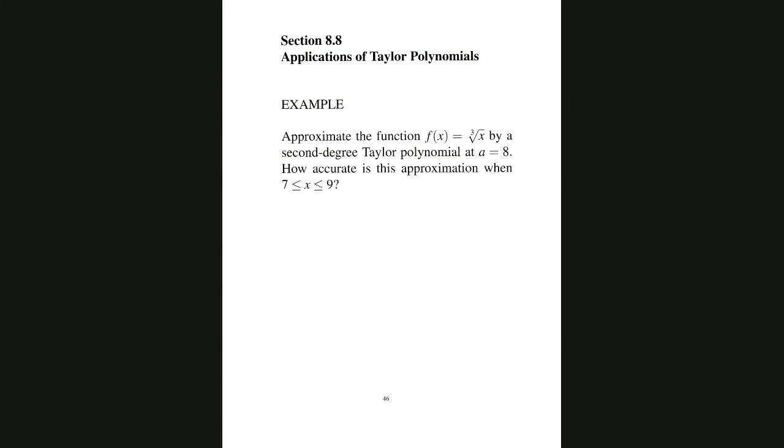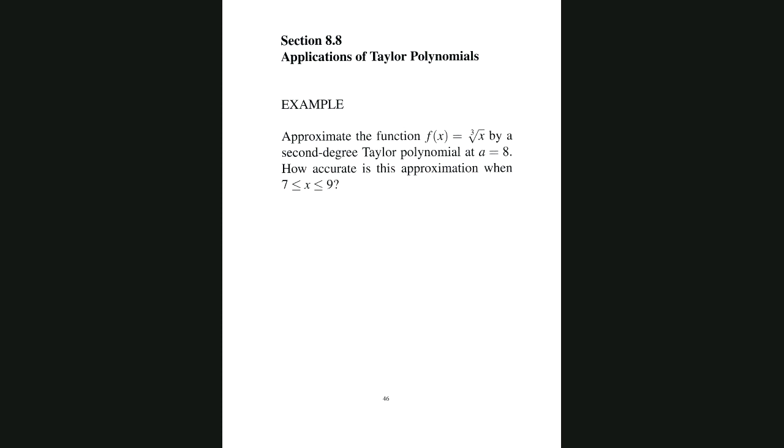So the first example is one we covered last Friday. So I'm not going to formally have you take notes again on this. And for those who weren't in class, they can go to the recording from last Friday to look at the discussion of it. But we wanted to approximate the cube root of x by a second degree Taylor polynomial about a equals 8.